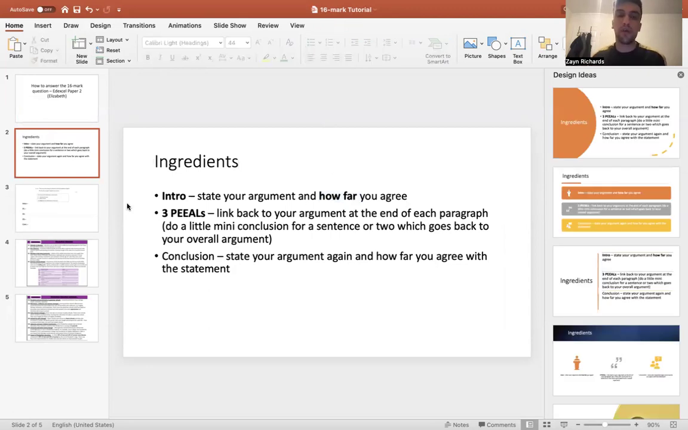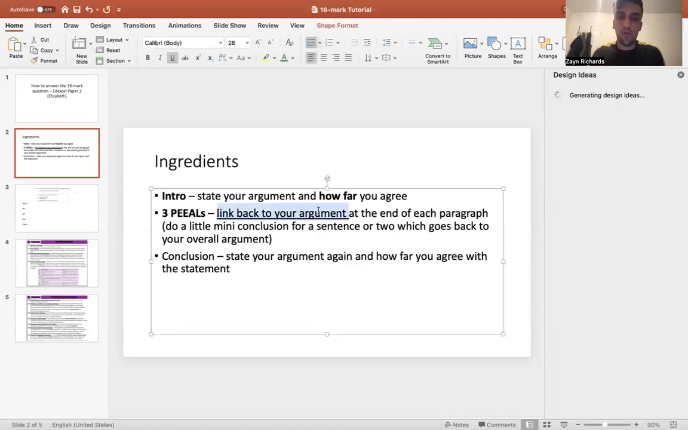You then write 3 PEEAL paragraphs. So that stands for point, evidence, explain, analysis, link. And so you do point, evidence, explain just like what you would do in the 12 mark tutorial. If you haven't seen that, watch my video on the 12 marker. But the analysis and the link are really important. So the analysis and link essentially do this. So at the end of your paragraph, you should be writing a couple of sentences which link back to your overall argument, okay?